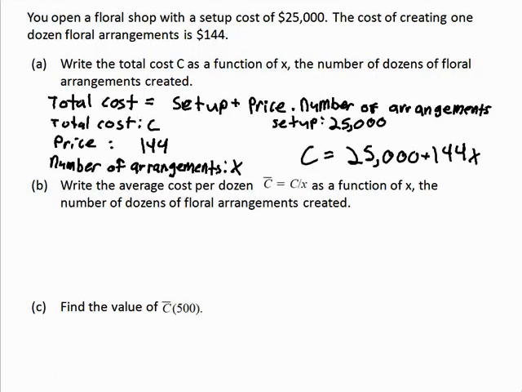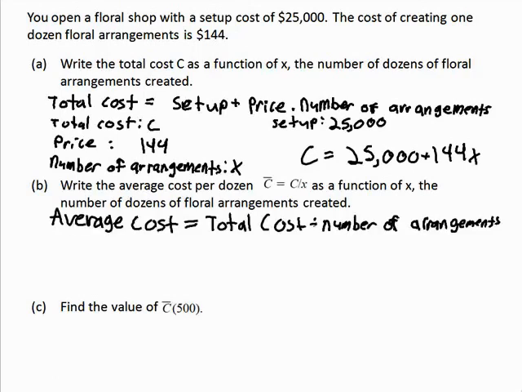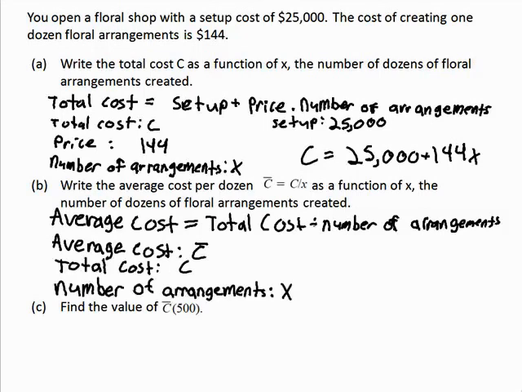Write the average cost per dozen, C bar equals C divided by x, as a function of x, the number of dozens of floral arrangements created. Start by writing the verbal model. The average cost is the total cost divided by the number of arrangements. The average cost is C bar, the total cost is C, and the number of arrangements is x. So C bar equals 25,000 plus 144x divided by x.